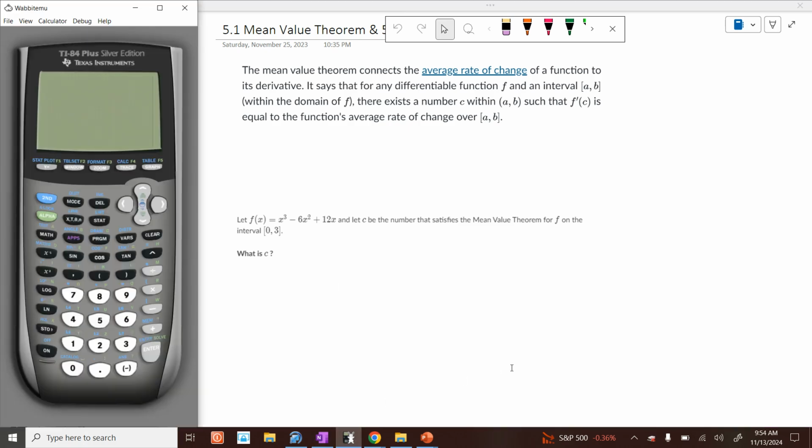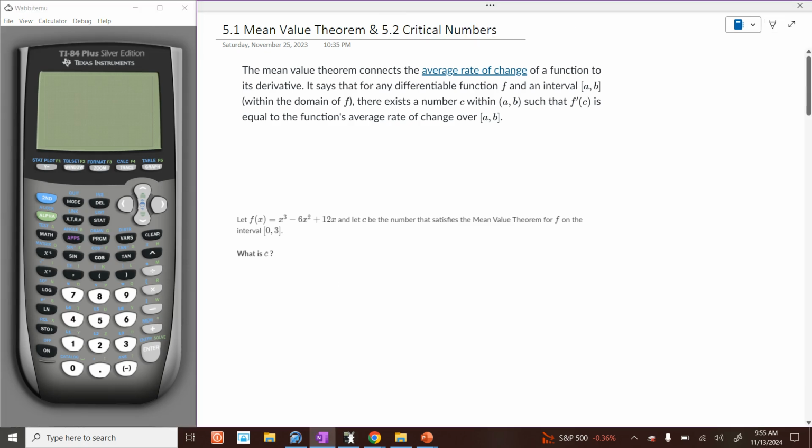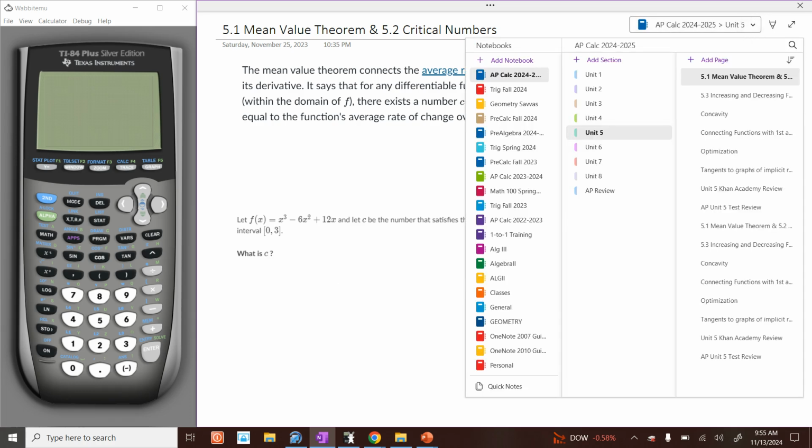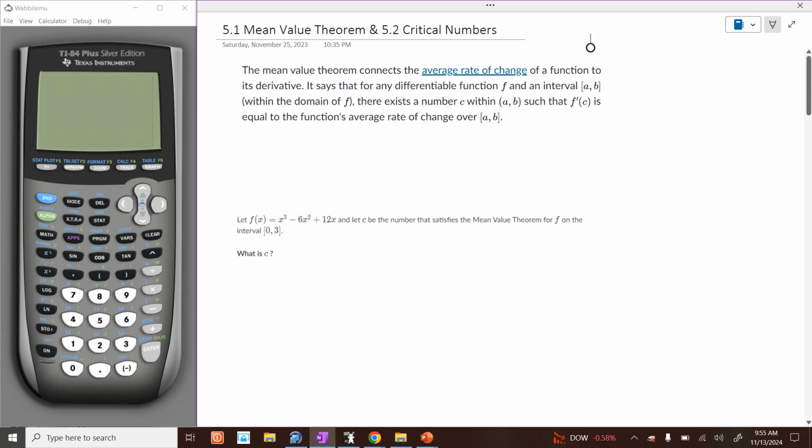Okay, today we are doing the mean value theorem and critical numbers. In this chapter, we'll do maximums, minimums, concavity, things like that. But first we do the mean value theorem, which is actually a fairly basic type of thing.